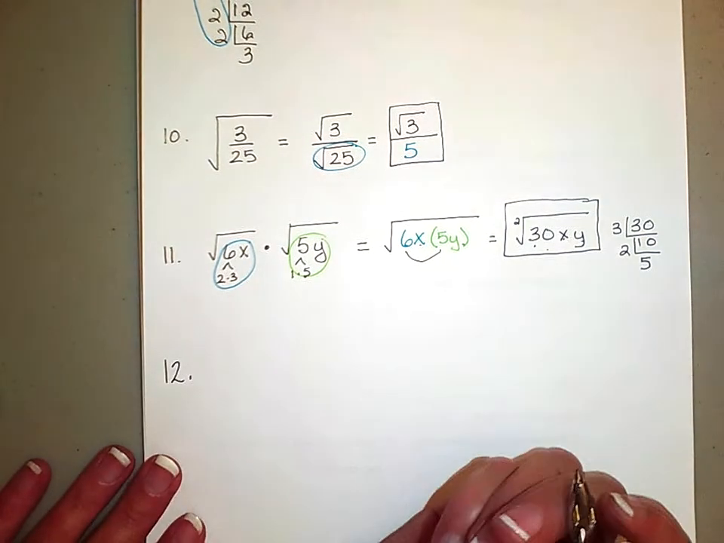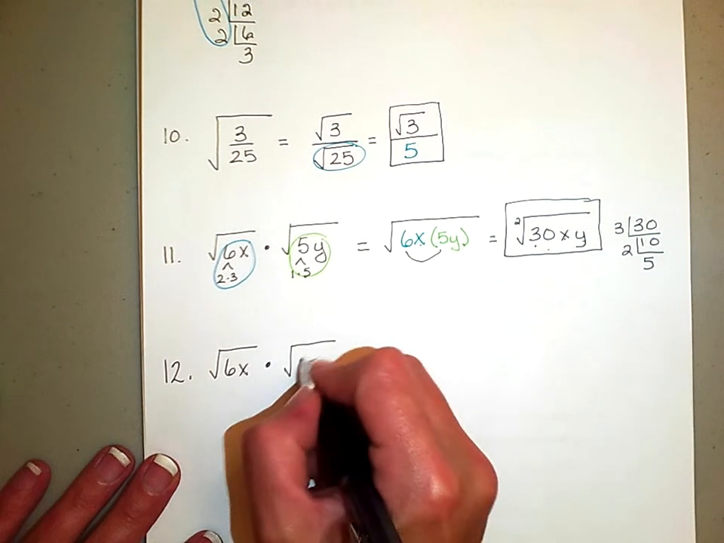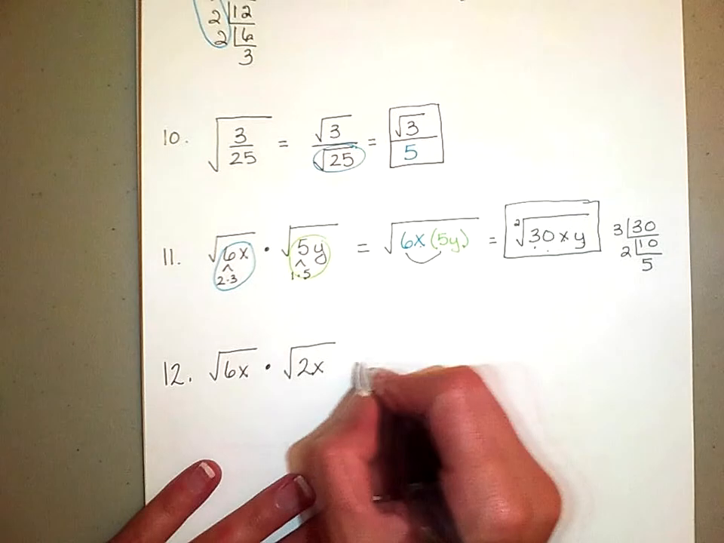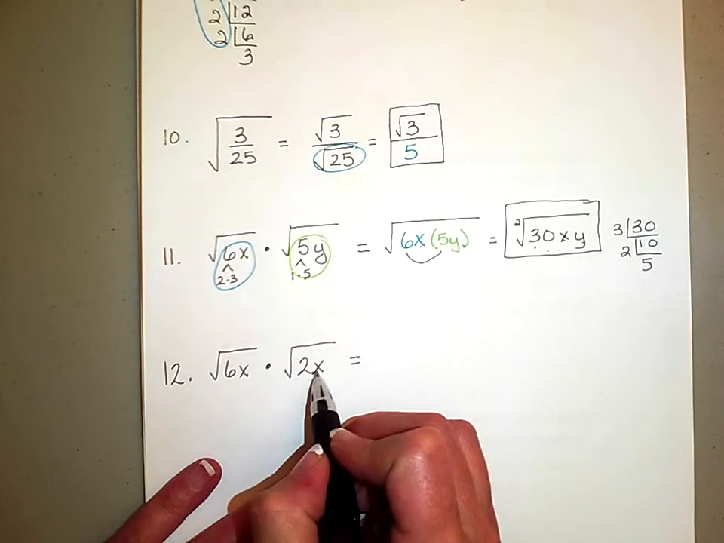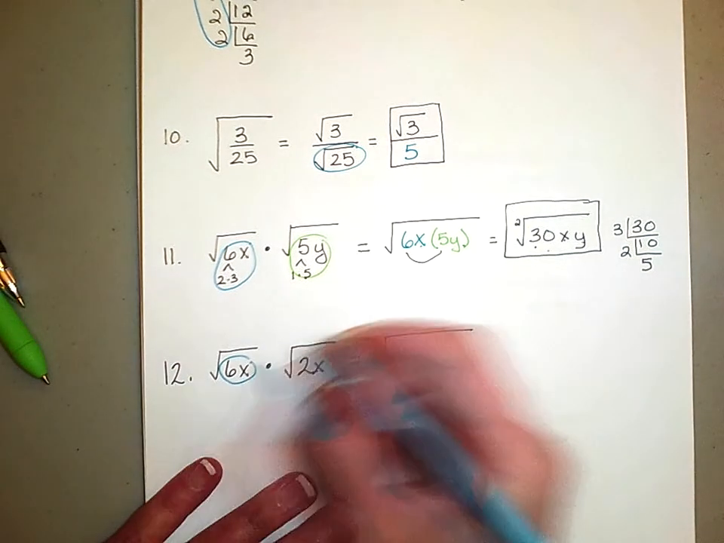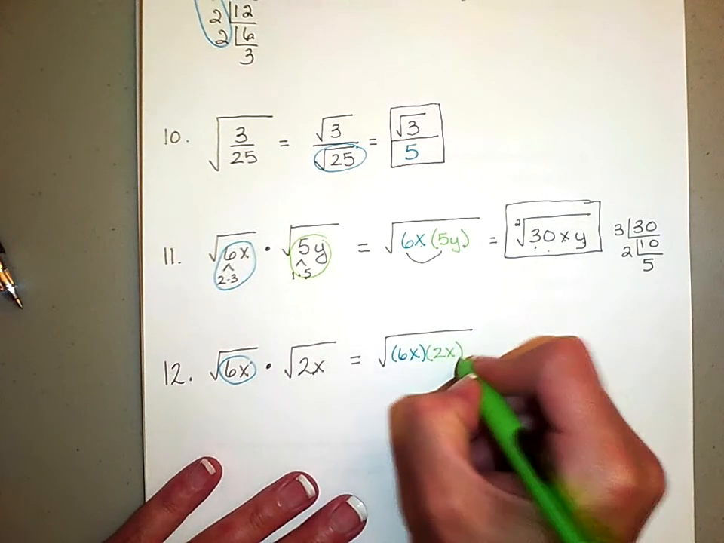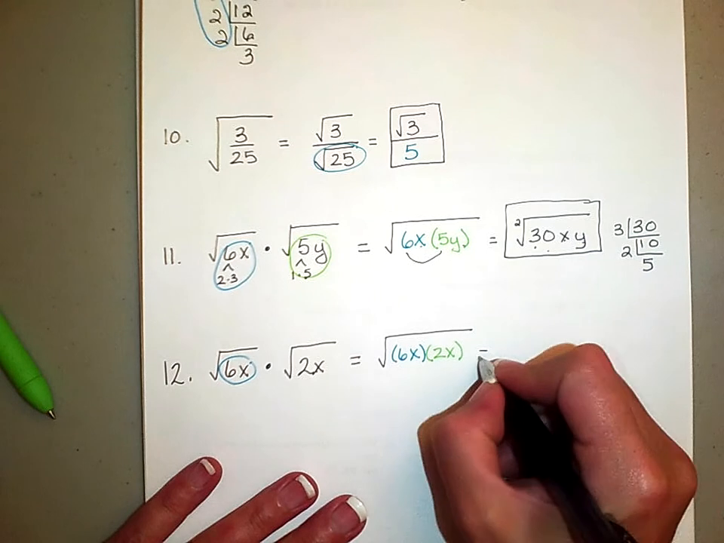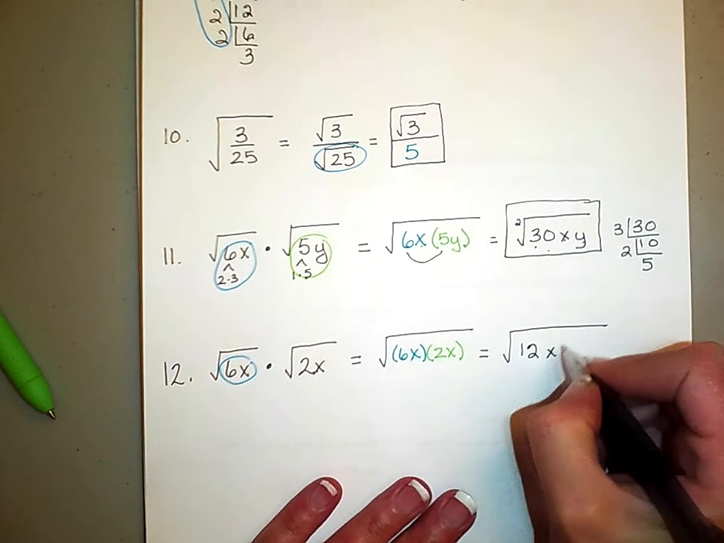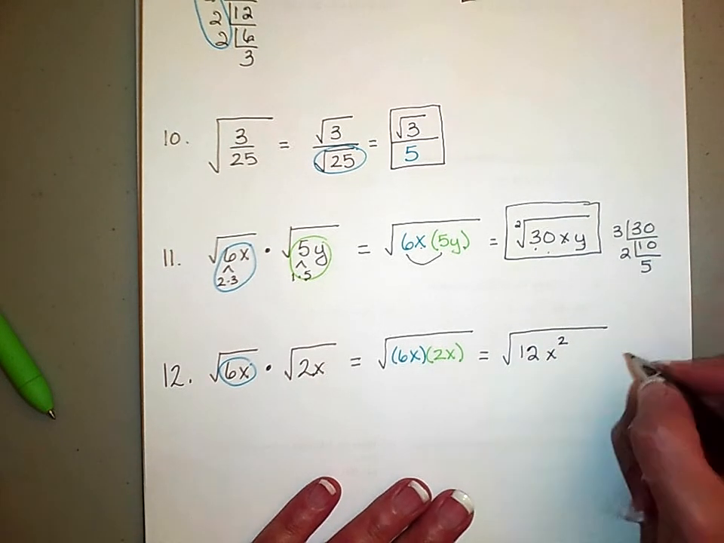Let's do another. In number 12, we have the square root of 6x, but now let's say I multiply that by the square root of 2x. Well, again, they're simplified on their own. However, when I combine them, I'll take the 6x and multiply that by the 2x. Which now simplifying under the radical is 12x squared. And this I know can be simplified.